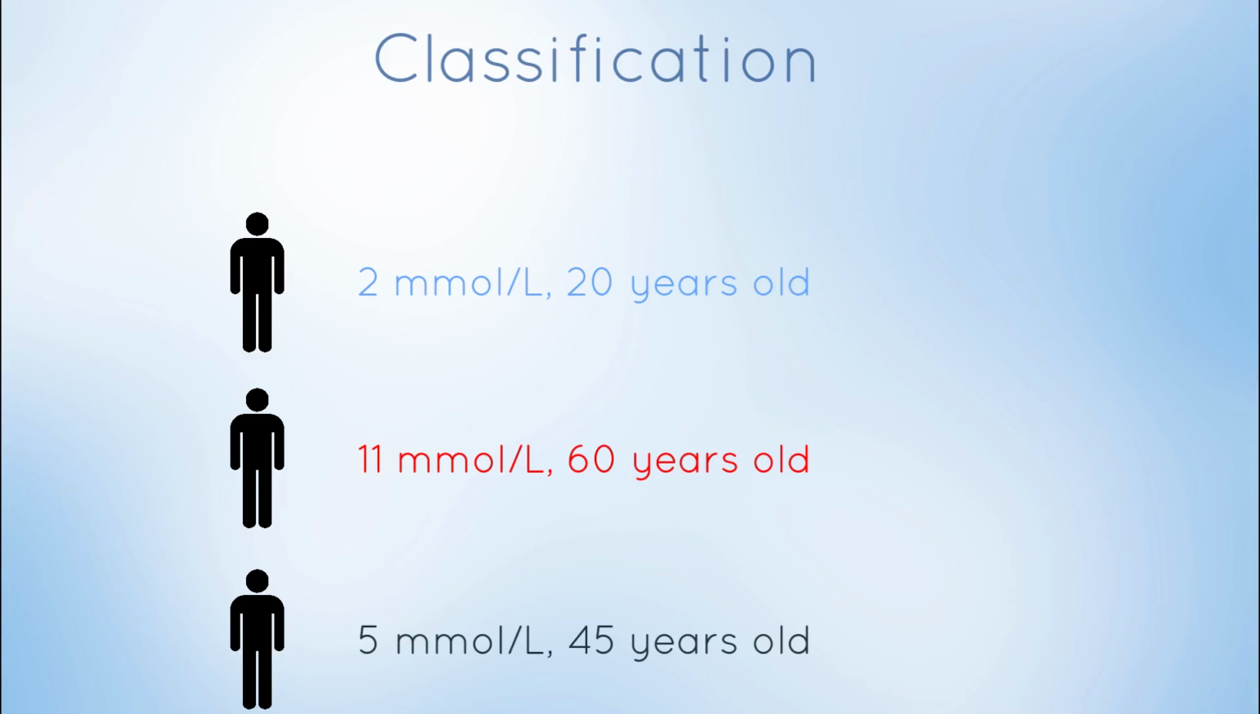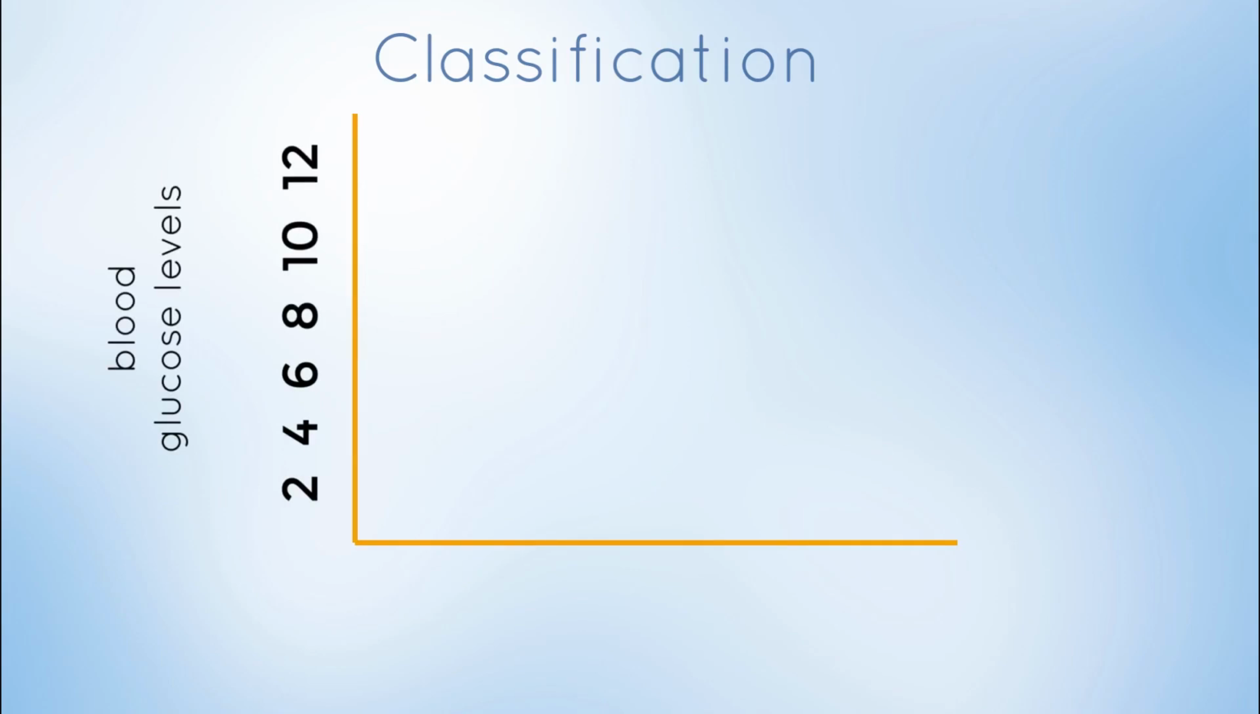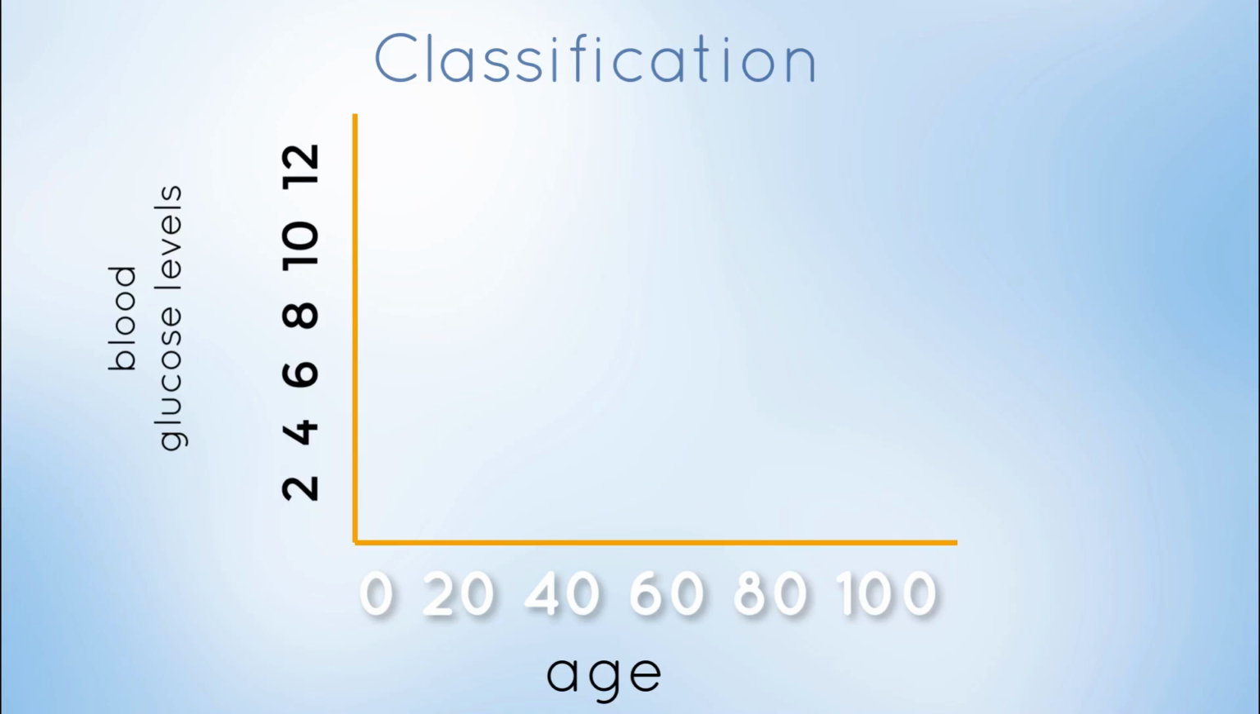We'll start by representing this predictive model inside of a two-dimensional Cartesian coordinate system. Blood glucose levels will traverse the vertical axis, which will range from 0 to 12 millimoles per liter, and age will traverse the horizontal axis, in our case simply ranging from 0 to 100 years. What we'll do now is plot the people we have so far. The first one will be plotted on the coordinates that denote 2 millimoles per liter of sugar and 20 years old, located in the bottom left of our coordinate space.